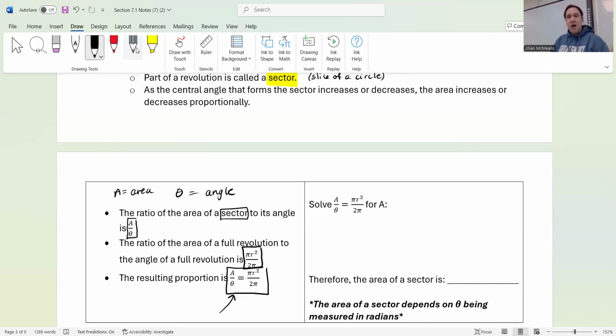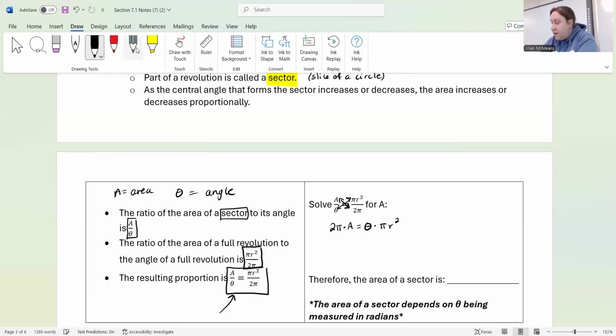A was just the area of a sector. So over here on the right-hand side of this box, we're going to solve for A. We have a proportion, and you may not remember this, so I'm here to remind you that when you're solving a proportion, all you have to do is cross multiply. That means multiply the diagonals: one numerator, opposite denominator, one denominator, opposite numerator. So I cross multiply and get 2 pi times A equals theta times pi r squared.